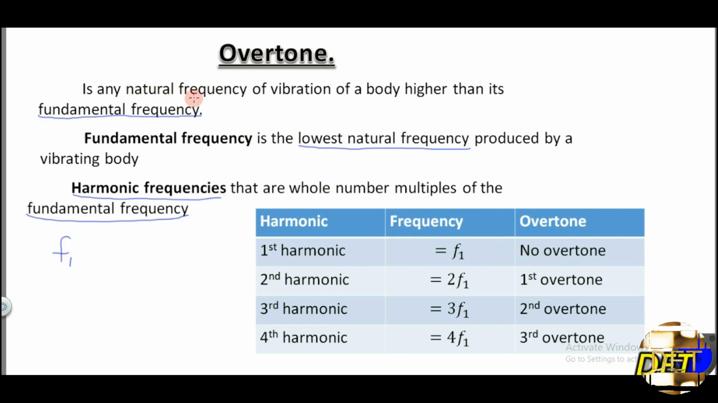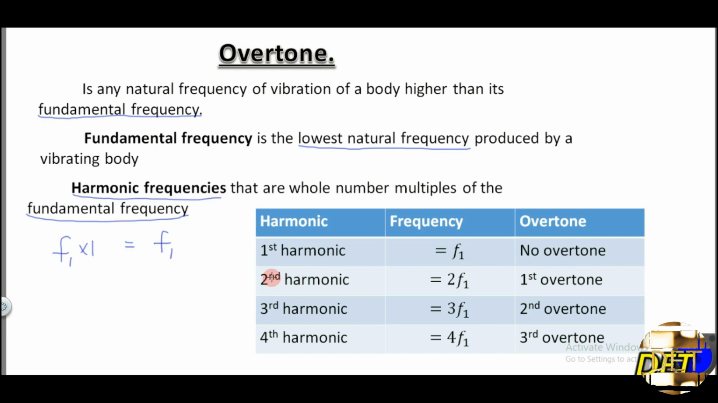What is an overtone? An overtone is any frequency that is higher than the fundamental frequency, right? So the first harmonic and harmonic frequencies, like I said, are whole number multiples of the fundamental frequency. So if the fundamental frequency is F1, times 1 will give us F1. That's the first harmonic. So the first harmonic is F1, and there is no overtone in the first harmonic.